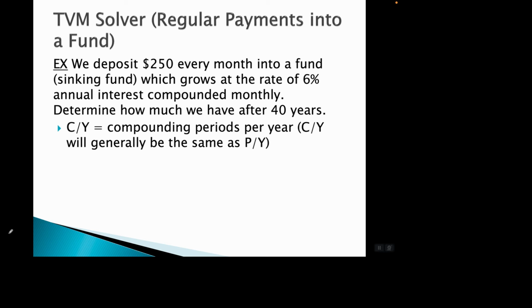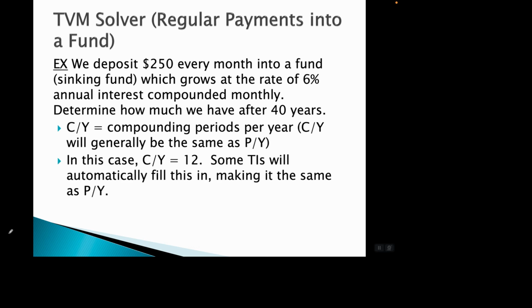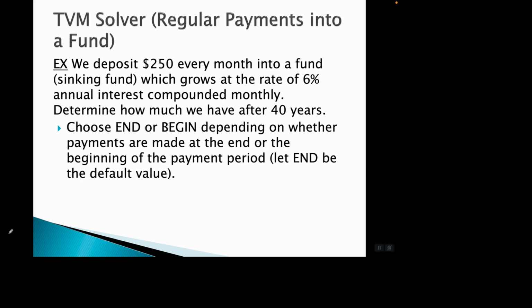C/Y is compounding periods per year, and that will generally be the same as P/Y. In this case, C/Y is 12. Some TIs will automatically fill this in, making it the same as P/Y. Choose end or beginning, depending on whether payments are made at the end or the beginning of the payment period. Let end be the default value, so choose end.